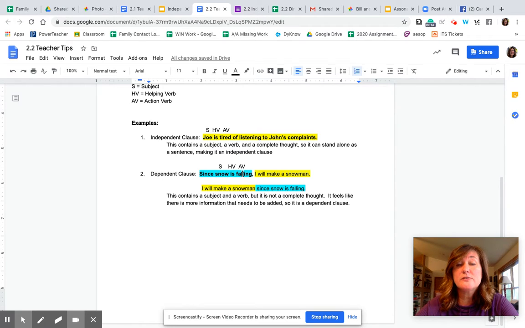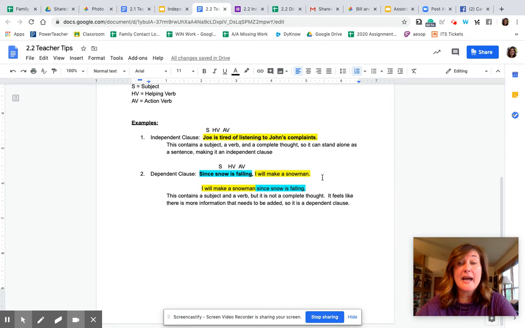Now I get those dependent clauses. Since snow is falling, I will make a snowman. Notice I have a subject and a verb. Snow is falling. There's my verb phrase there. But I've got this word "since" in front of it, which feels like there's more information that has to be had. It's dependent. It needs something else. So you have to stick an independent clause with it in order to make it correct.